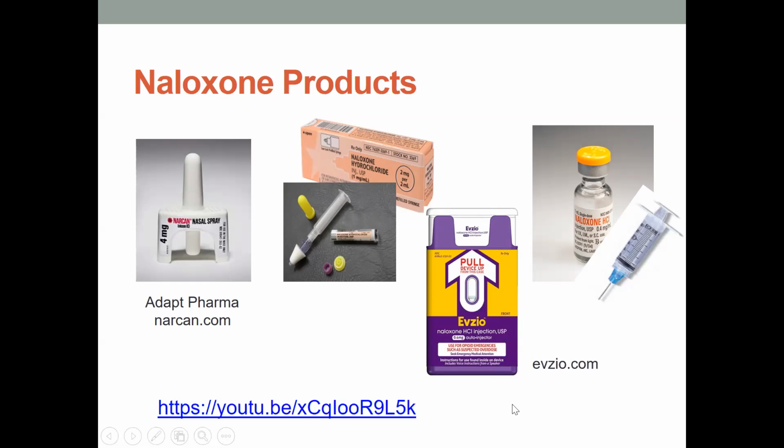And then there was a third kind that came on the market, and this is an injectable, very easy to use. You pull it out, and some people call it the talkie because it'll walk you through what you have to do.